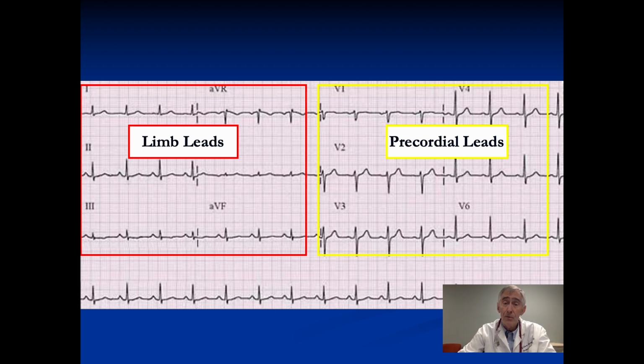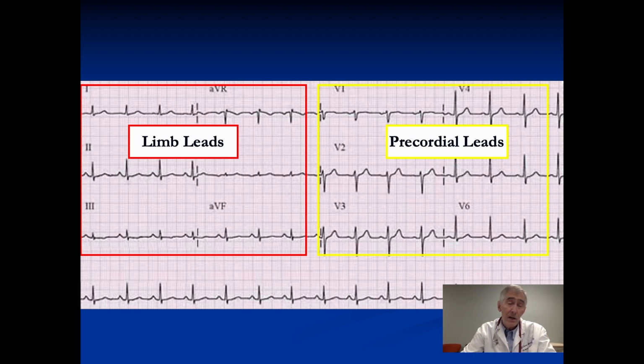V3, V4, 5, 6. Now the rhythm strip here is usually one rhythm strip, and usually it's lead 2 because it gets the best look at the P wave and atrial conduction, but sometimes there are 3 leads, and those 3 leads are usually lead 2, lead V1, and lead V5. But it all depends on the format.